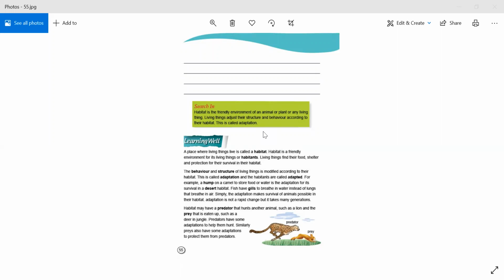Habitat is the friendly environment of an animal or plant or any living thing. Living things adjust their structure and behavior according to their habitat. This is called adaptation. Now, beta, you should know the difference between what is habitat and what is adaptation. Habitat is basically the environment where animals and plants used to live, where we can say that they have their friendly environment there. Okay, or any other living things.